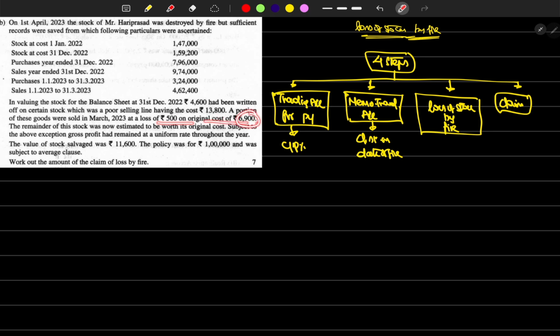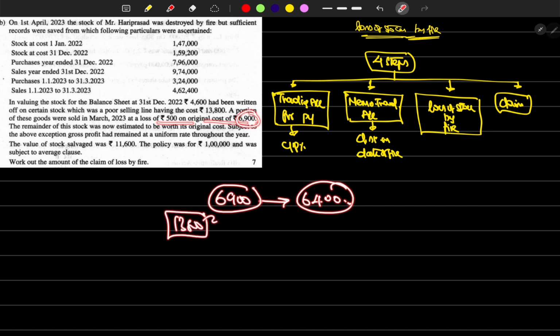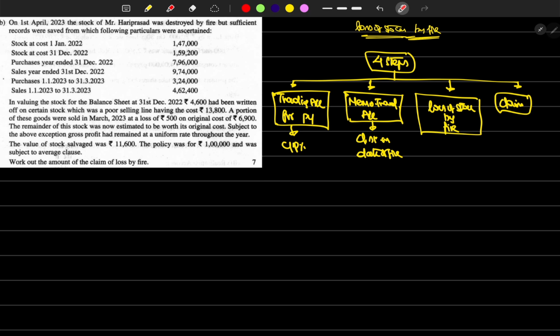The original cost of 9,600 has been sold for 6,400. So the 13,800 worth of goods were written down in the books since it was a poor selling line, but half of those goods were sold in the next period at a loss of 500. So what we have to do is add that written down value to the closing stock of the trading account for the previous year.